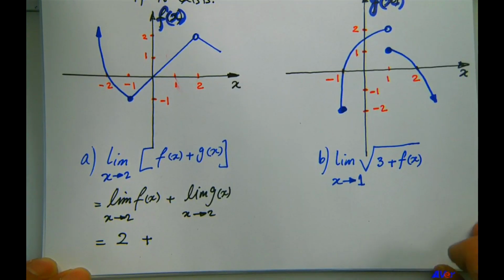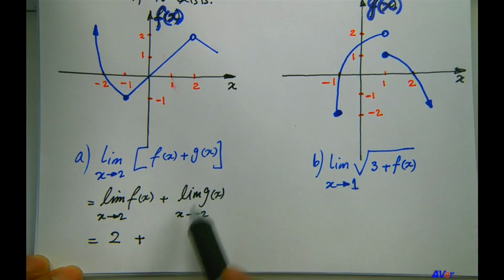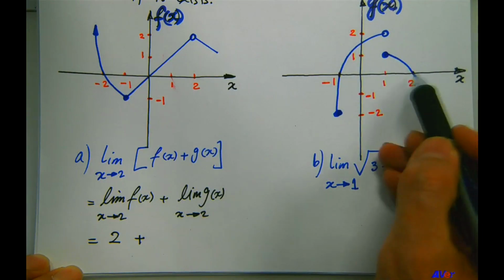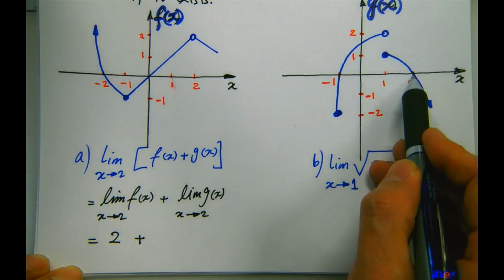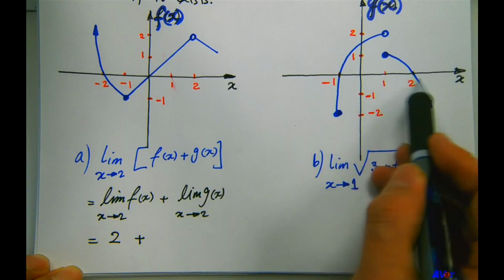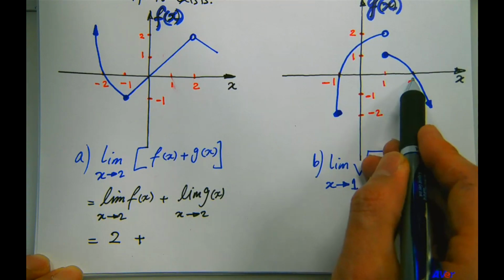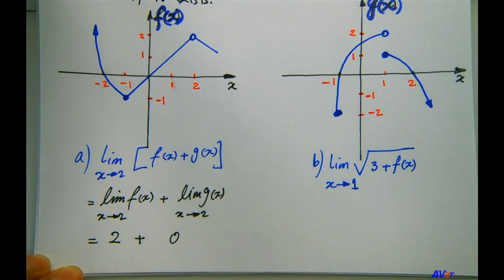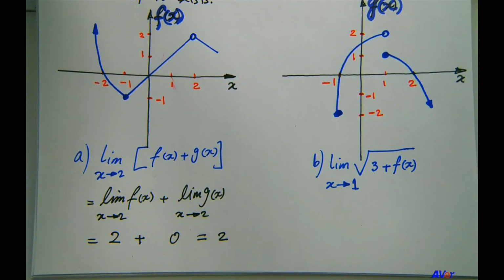I'm going to try to keep everything on the screen as we go. I think this should do it. And limit of function g of x, which is this one, as x approaches 2 from both sides, it certainly has a limit, right? What do you read from the graph? The limit of this function g of x as we approach 2 from both sides is 0, right? Plus 0, so 2 plus 0, which would be equal to 2. Okay, so we have that.